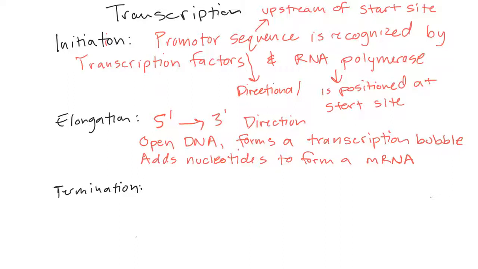But the transcription bubble, we don't want to permanently open the DNA and keep it separated. We just want to open it for a little bit, find the sequence that's important to making our messenger RNA, and then close it behind it. So this bubble zips along, but closes behind it as it makes the messenger RNA. Okay, and then it continues to do that until it comes to a hairpin loop.